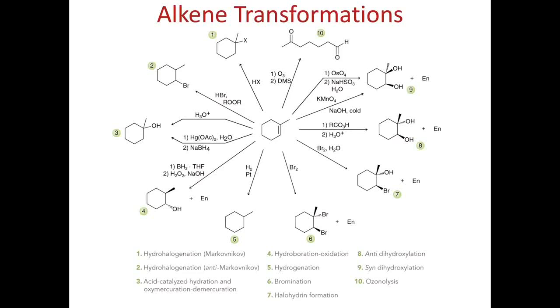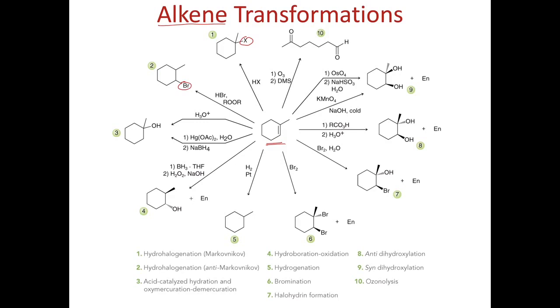Hello, in this video I'm going to give you a broad picture of the reactions involved in this chapter. So the reactions we are going to explore involve the transformation of an alkene into other functional groups. For example, we can transform an alkene into an alkyl halide, where the halogen is installed in a more substituted position, or we can direct that halogen to a less substituted position.